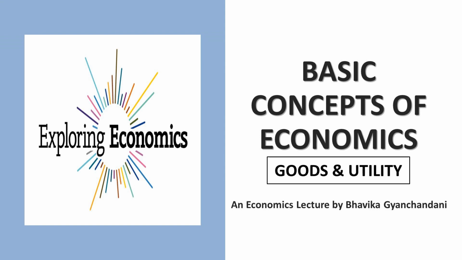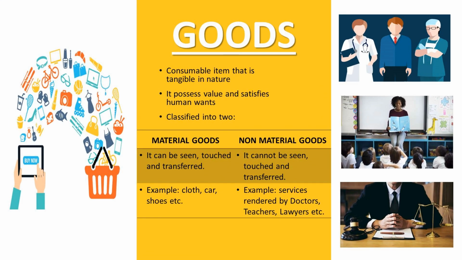Today we're going to learn about goods and utility in the chapter Basic Concepts of Economics. Let's begin by understanding the meaning of goods. A good is a consumable item that can be seen, touched and transferred from one place to another. It is useful to people but scarce in relation to its demand. So human effort is required to obtain it.